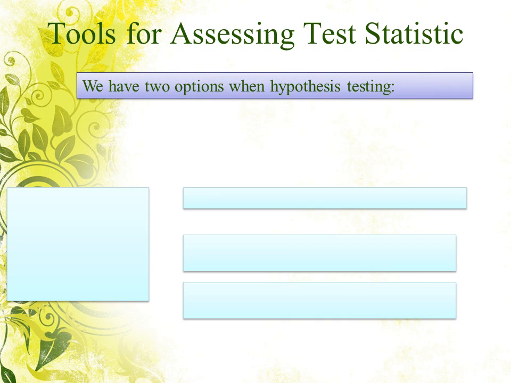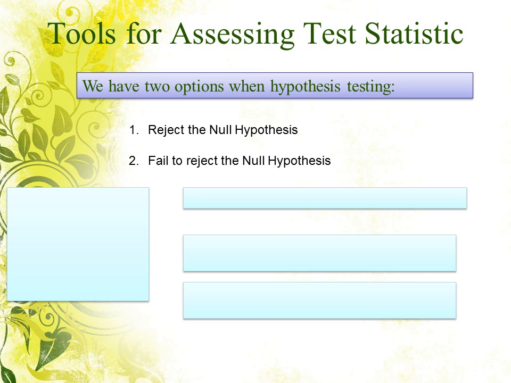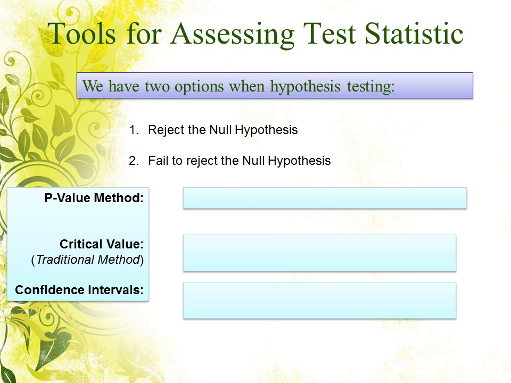So a couple things to note. We have two options when we're hypothesis testing. We can either reject the null hypothesis or we fail to reject the null hypothesis. So we never say we accept the alternative hypothesis. We either say we reject the null hypothesis or we fail to reject the null hypothesis. We're going to talk about, in the next section, 3 different methods that will help us determine whether we reject the null hypothesis or fail to reject the null hypothesis. And those are the p-value method, the critical value method, which is also called the traditional method, and the confidence interval method.